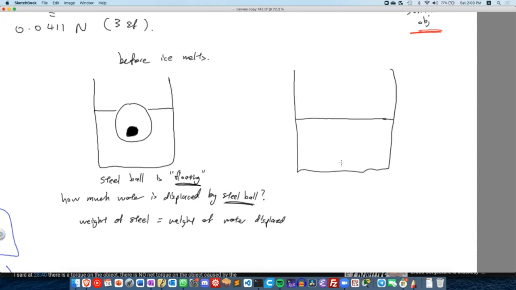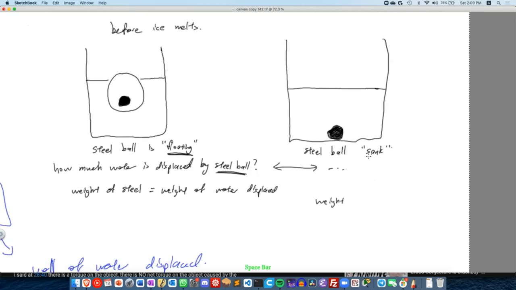But in scenario two, where the ice has melted, the steel ball is sunken on the bottom, touching the bottom surface. It sank already. So how much water is displaced by the steel ball? The answer is, in this case, the volume of steel equals the volume of water displaced. That makes sense, because it's fully submerged.